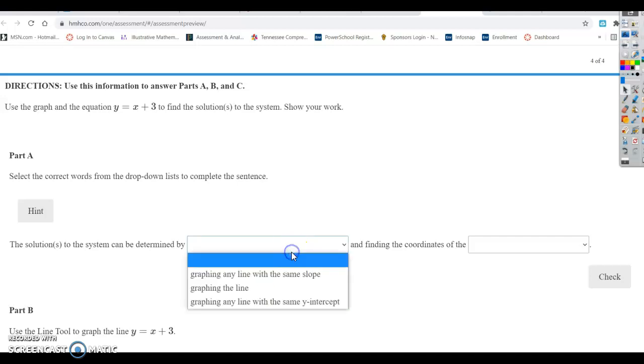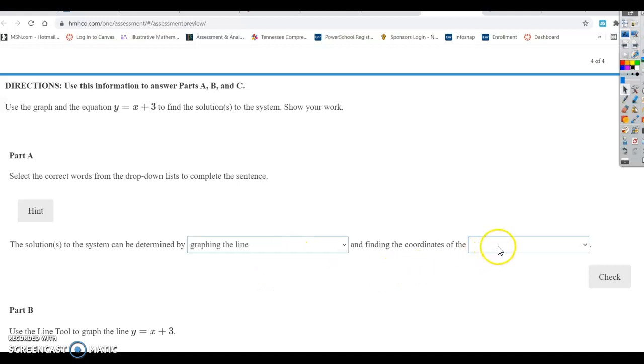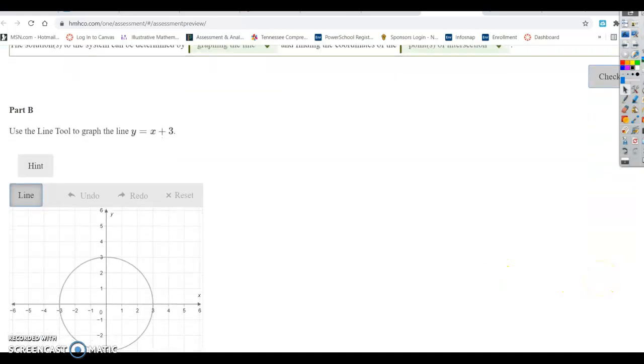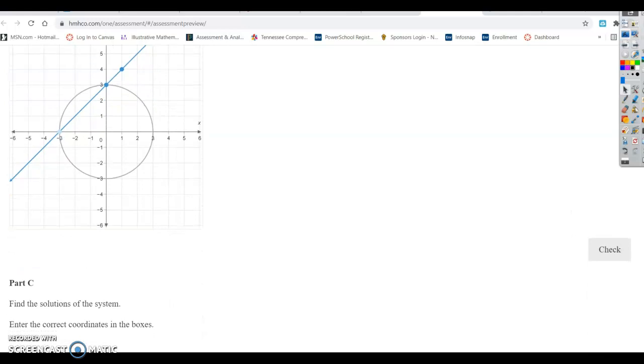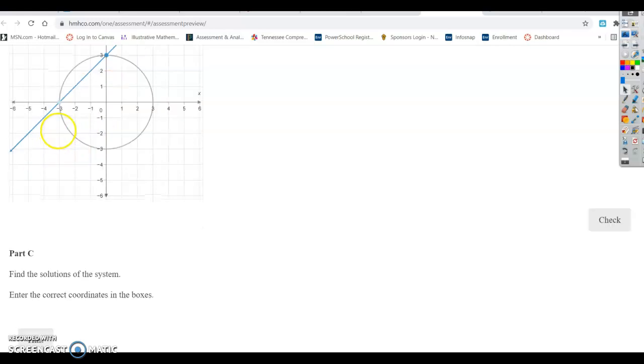Again, the solution can be determined by graphing the line and finding the points of intersection. Again, if you graph the line x plus 3, 3 has a point here, has a slope of 1. So up 1 over 1 or down 1. So you're going to see two intersection points here. The video is going to stop here in just a second, but you can see that the solutions are 0, 3 and -3, 0.